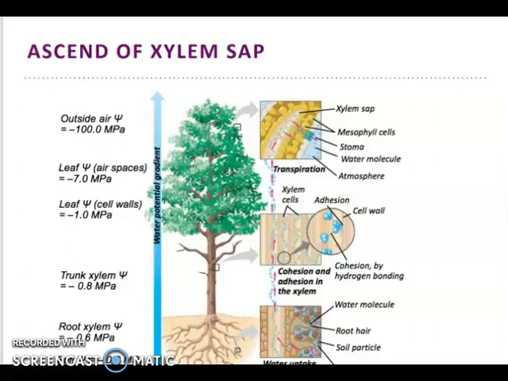So what do we mean by water potential here? Water potential is the measure of potential energy in the water and drives the movement of water molecules through plant tissue. Based on the figure in this slide, water will move from an area of higher water potential, for example the root xylem, which has a water potential value of about negative 0.6 megapascal, to an area of lower water potential, which is the outside air in the environment, which has a water potential of about negative 100 megapascal.